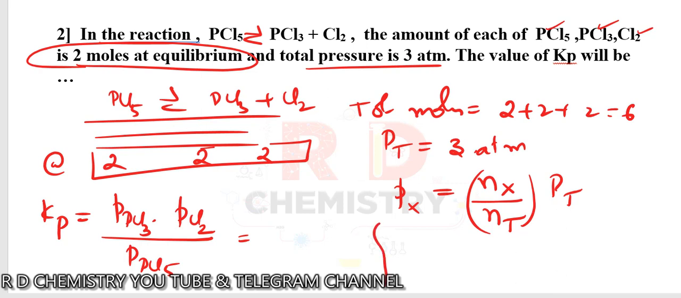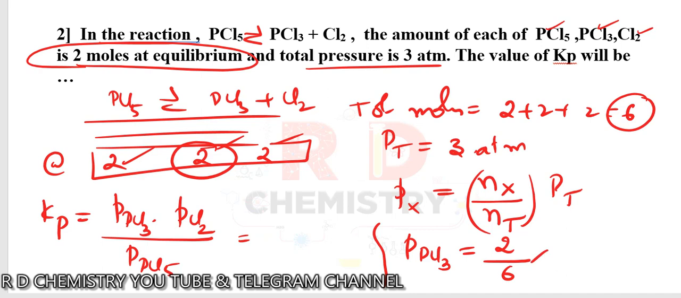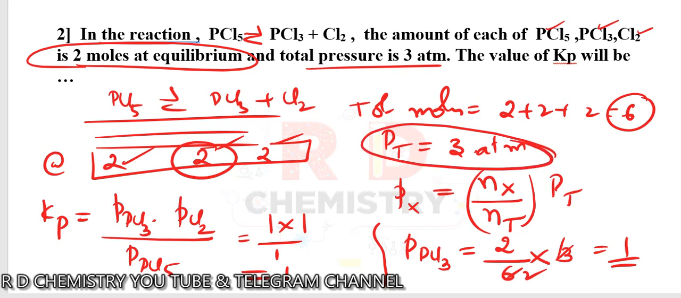So I'll calculate here the partial pressure of PCl3. See here, the number of moles are the same for all, so if I calculate for one, it is the same for the others. So PCl3 is nothing but, what is the number of moles of PCl3? 2. What is the total number of moles? 6. Into what is the total pressure? 3. 3 ones are 3, 3 twos are 6. So this is equal to 1 itself. And the same number for PCl5 and Cl2 also. These are the same numbers. So 1 into 1 divided by 1, finally equal to 1. The total pressure has been given in atmosphere, so it is finally equal to 1 atmosphere. So Kp is equal to 1 atmosphere. Hope this is clear to you.